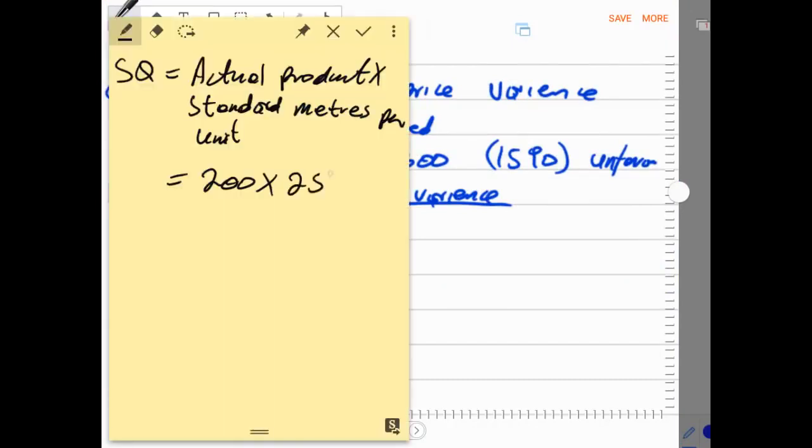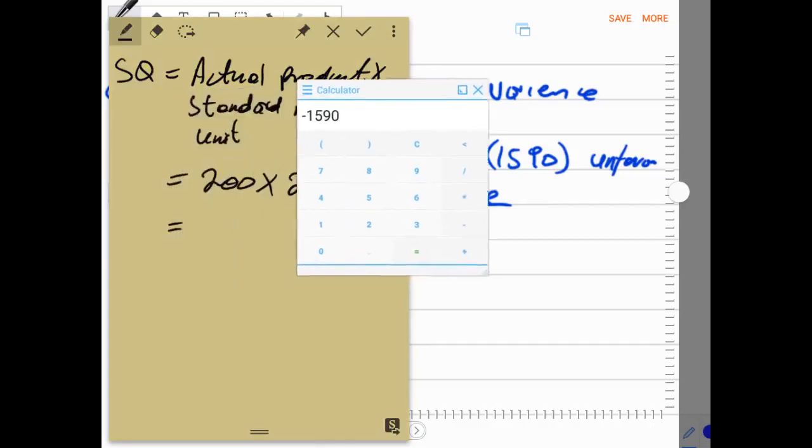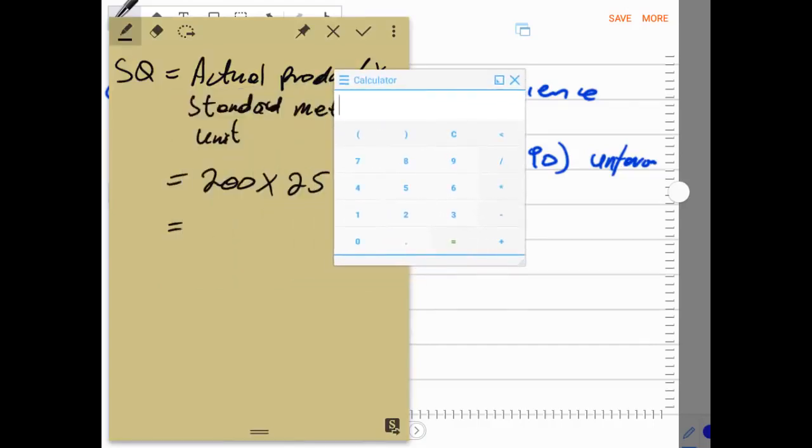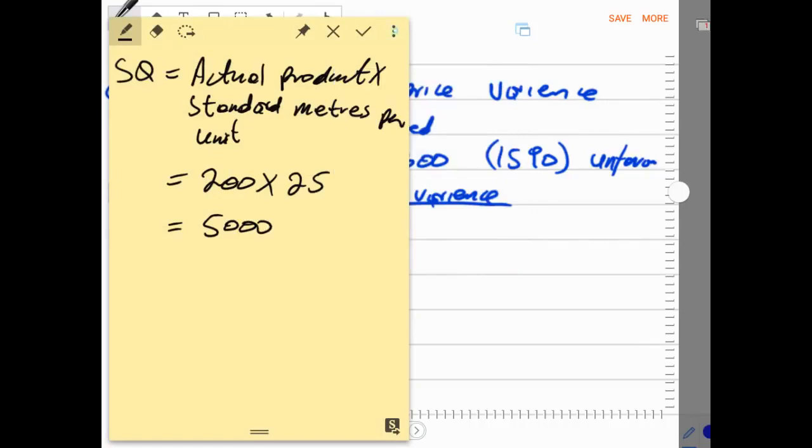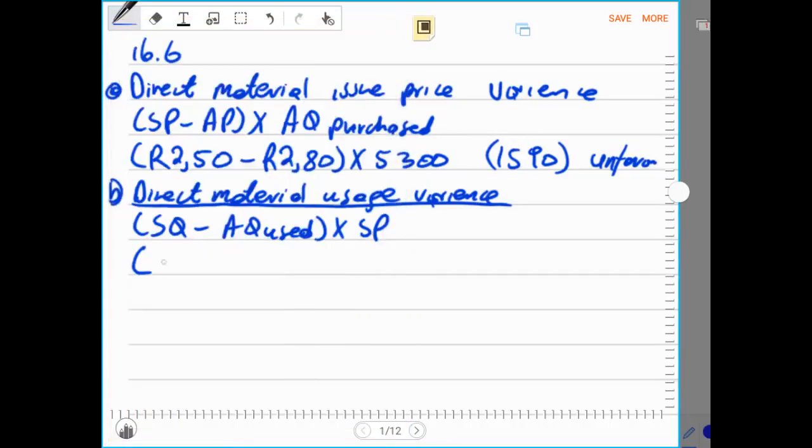Then we multiply this by 25 meters. Therefore, this will give us standard quantities. So we say 200 times 25, and it gives us an amount of 5,000. And that is 5,000 as SQ, which is standard quantities.